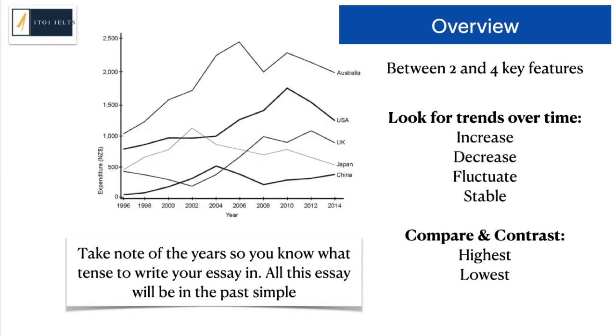And then when we're thinking about comparing and contrasting data, we think about what is the highest data and what is the lowest data. If we have a look at this graph, we can actually see that all of the data is increasing. The best thing to do is just draw a line from the first date, so 1996, to the last date.